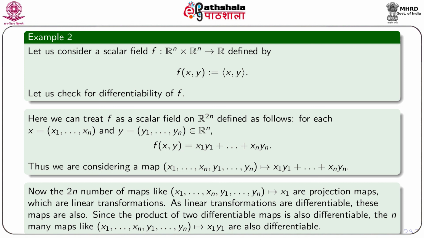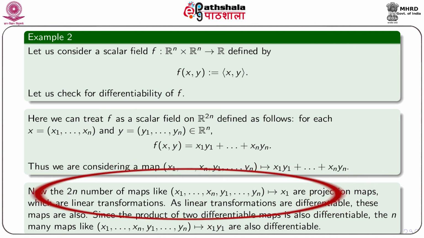Now, we can treat f as a scalar field on R^2n defined as follows. We take x equal to the n-tuple x1 up to xn and y equal to y1, y2, up to yn. By definition, f(x, y) equal to x1 y1 plus up to xn yn. So, we are considering a map from R^2n to R as (x1 up to xn, y1 up to yn) goes to x1 y1 plus up to xn yn.